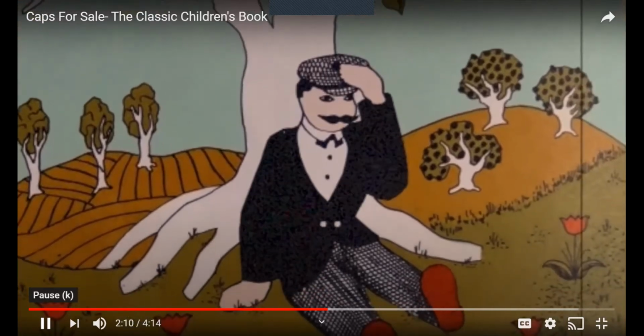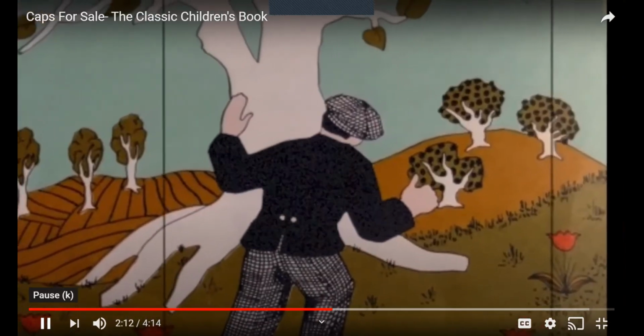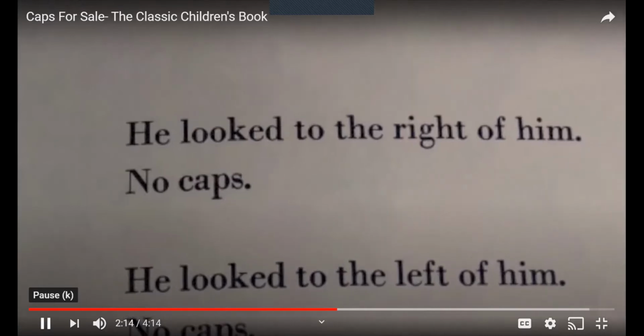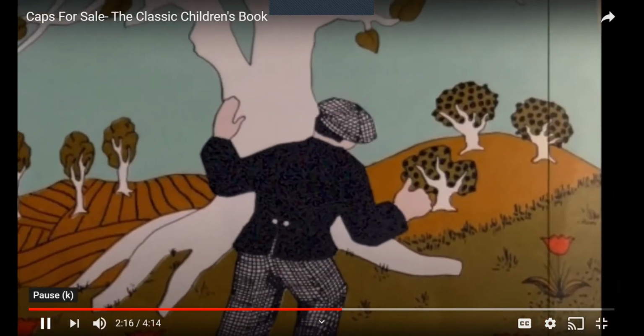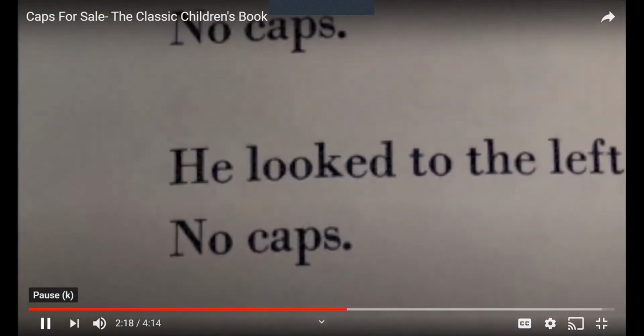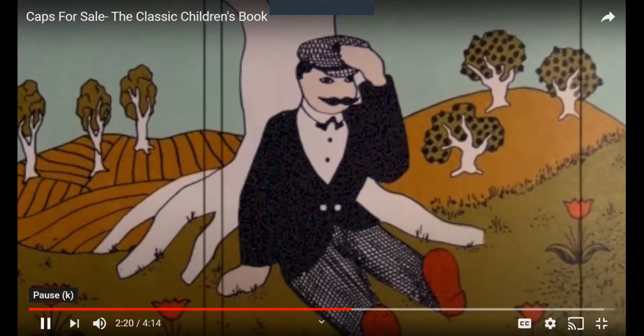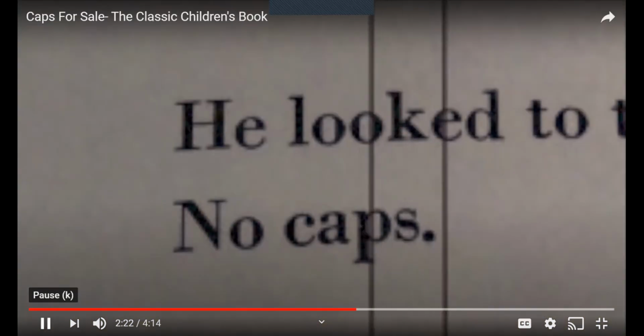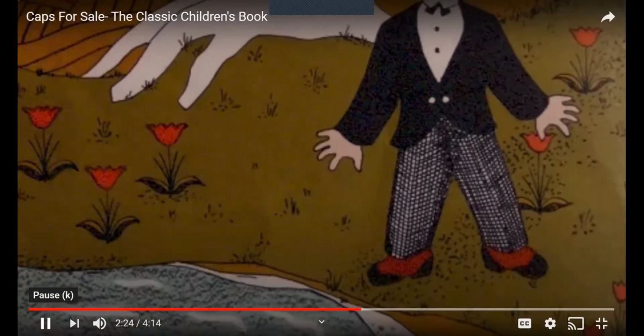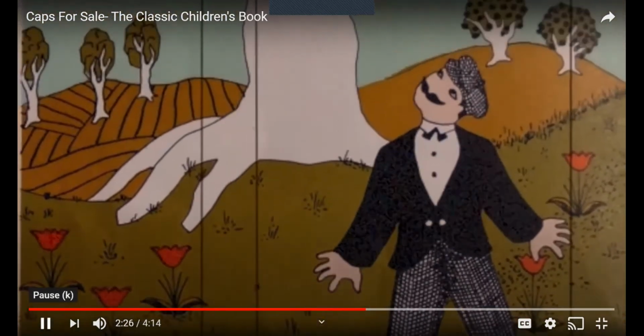All he felt was his own checked cap. He looked to the right of him. No caps. He looked to the left of him. No caps. He looked to the back of him. No caps. He looked behind the tree. No caps. Then he looked up into the tree.